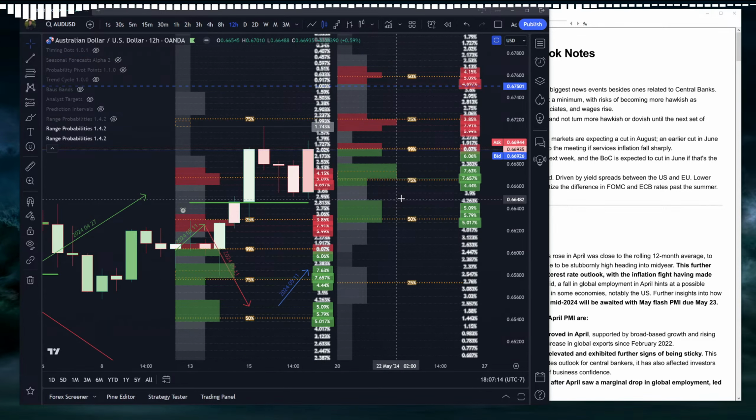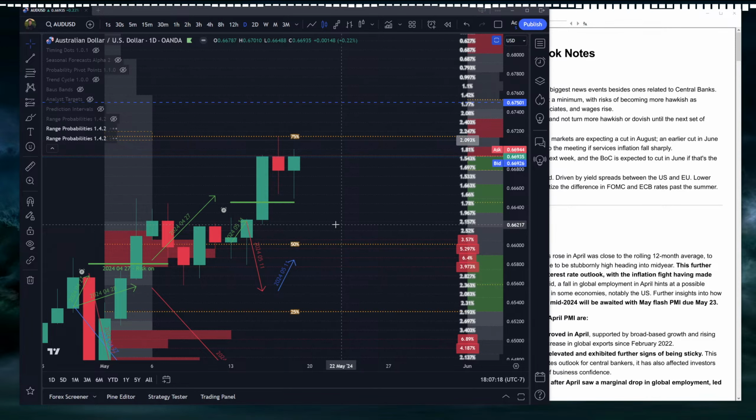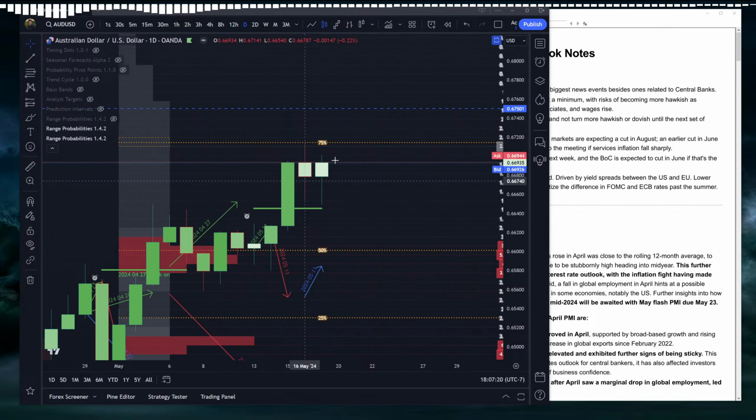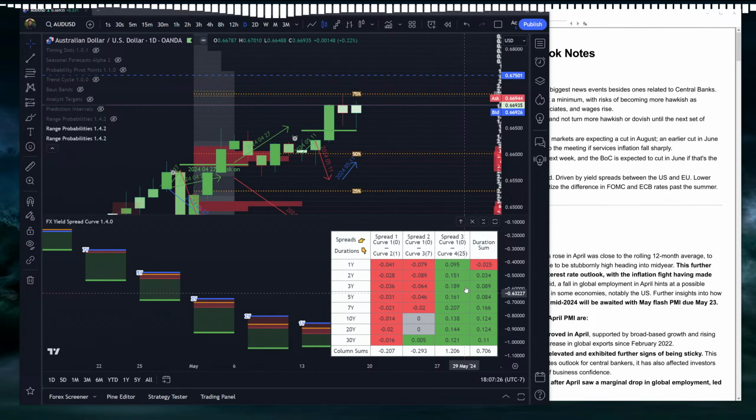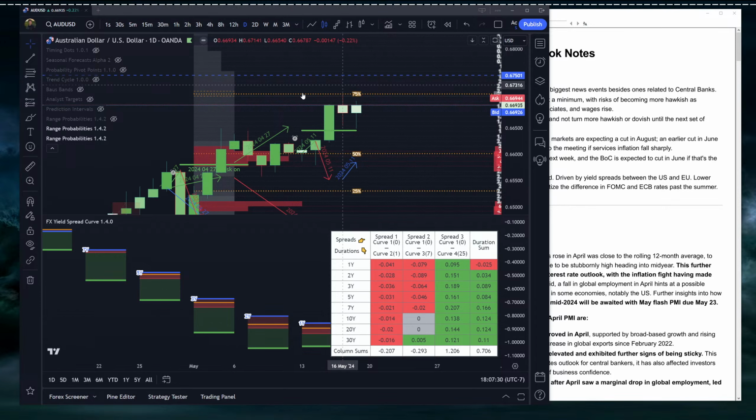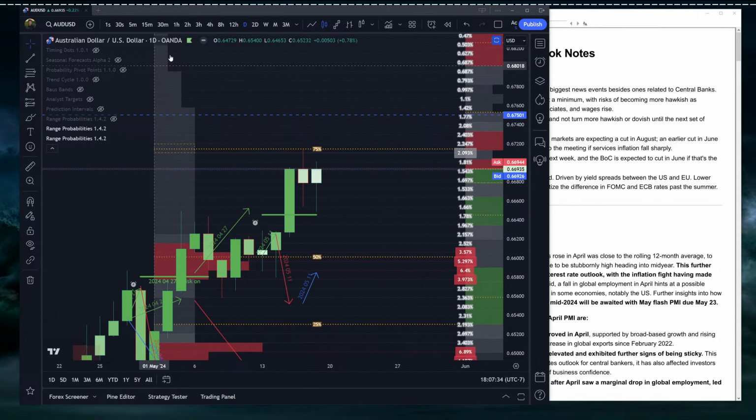Going into next week, we have some negative yield spreads at the moment. We're kind of in no man's land here on the monthly. The yield spreads are slowing down short term here and on the more intermediate term as well. So I'd be cautious going into next week.